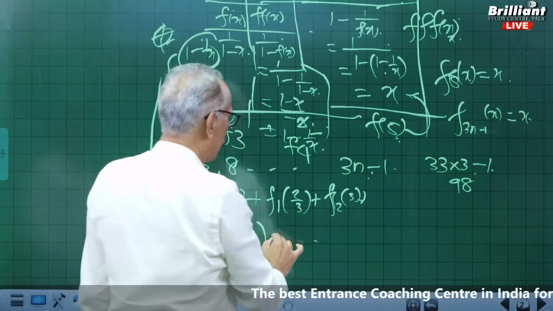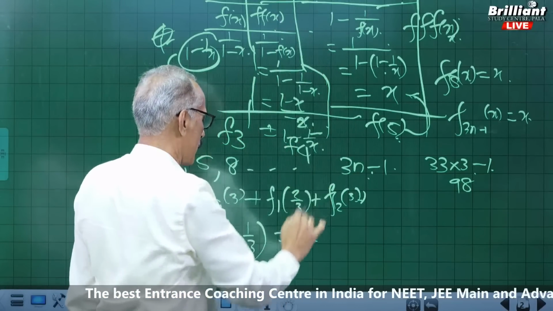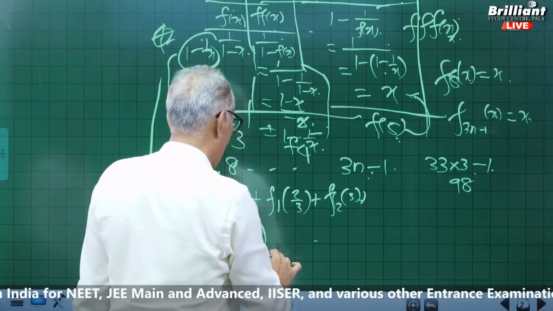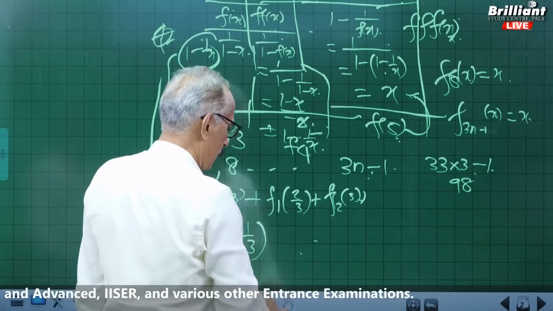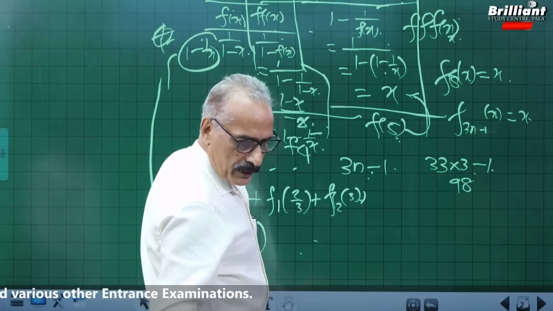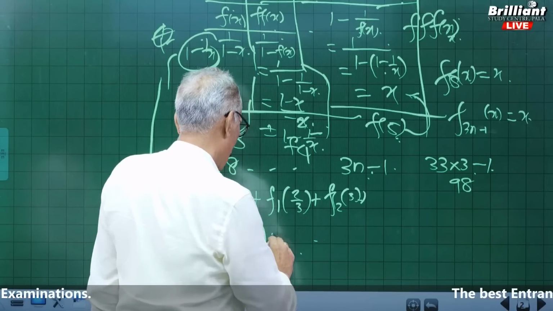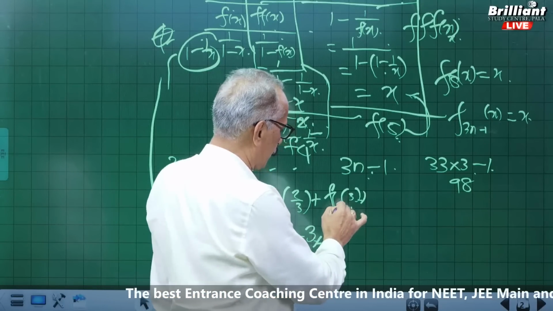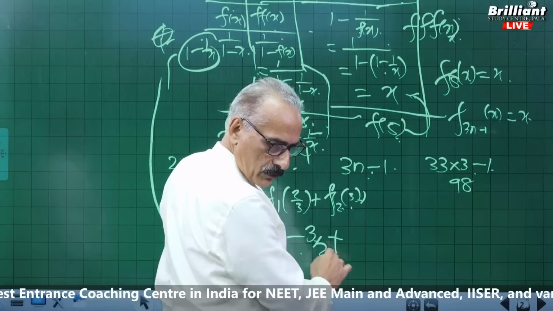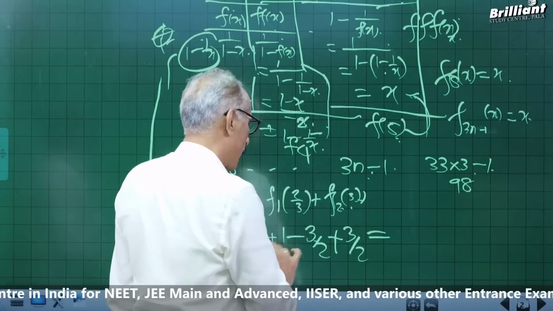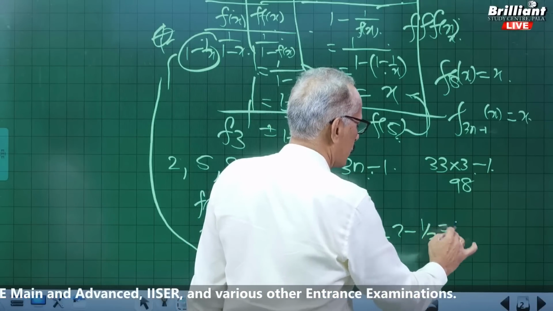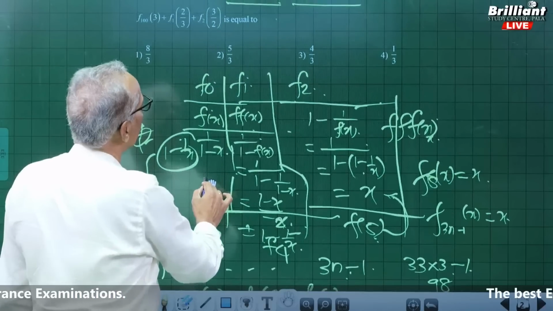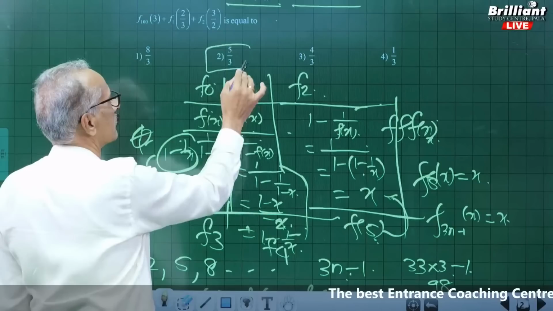And your f1 we have already written. f1 is 1 minus 1 by x. So we get 3 by 2 plus f3, and f2 will become again x. That will become 3 by 2, and the final one is 1 by 2 minus 1 by 3, that's equal to 5 by 3. That's your answer. So we go back to the question there: 5 by 3, that's your answer.